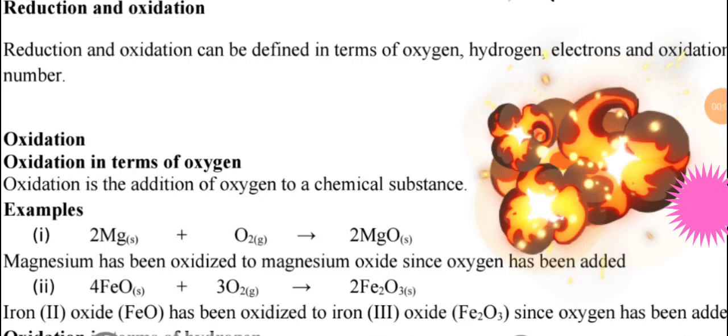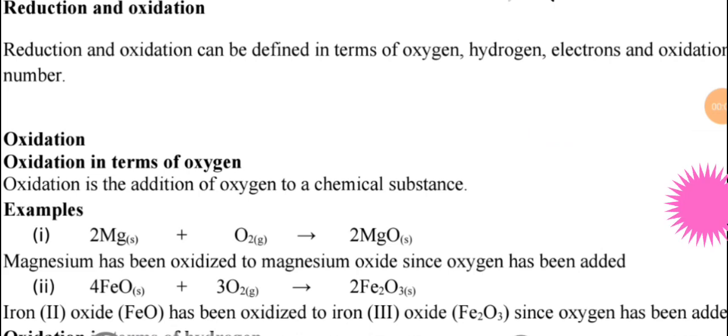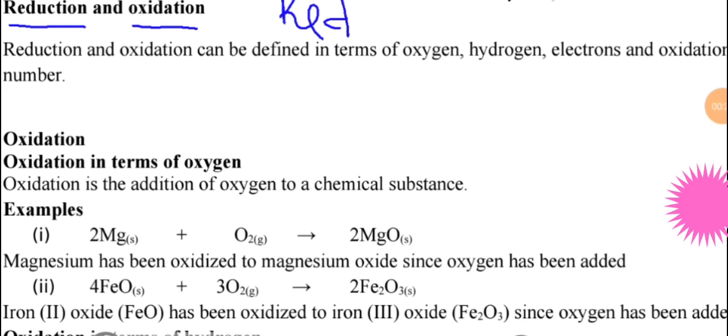Reduction and oxidation, the two terms come from the topic known as redox reactions, and these redox reactions are actually one of the subtopics under chemical reactions. So in this lesson we are going to be looking at oxidation and reduction from redox reactions.